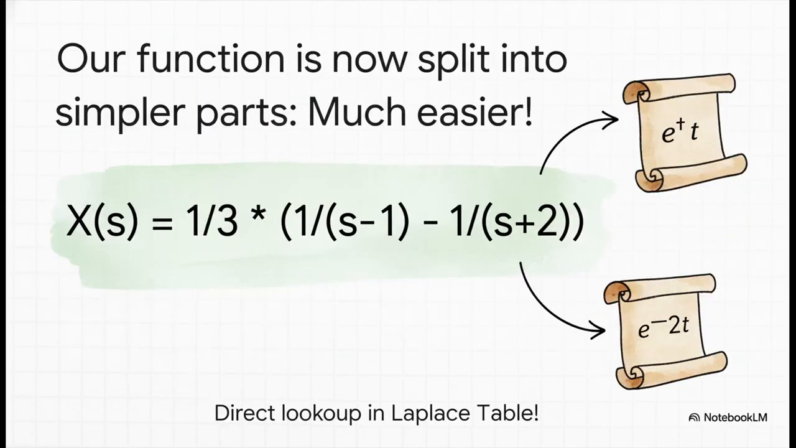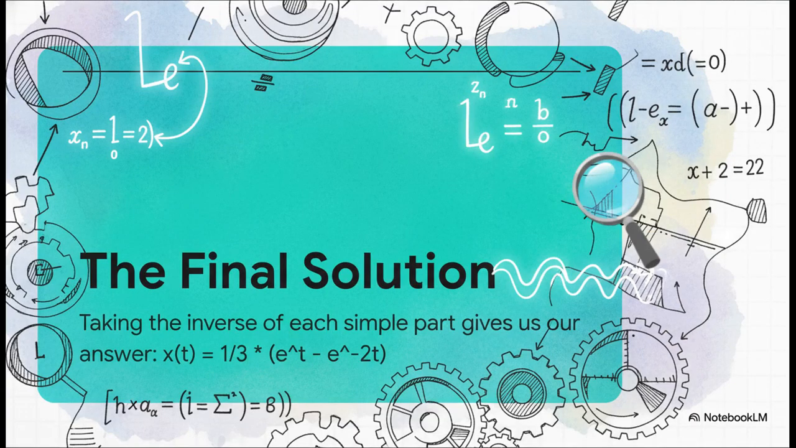So once you do the partial fractions correctly, our X of s looks like this. And this is exactly why we did all that work. Each of these simpler fractions, the 1 over s minus 1 and the 1 over s plus 2, are standard forms. We can look them up directly in our Laplace transform table. So we take the inverse transform of those simple pieces, and we get our final answer for x of t. That's it. The inverse of 1 over s minus 1 is just e to the t, and the inverse of 1 over s plus 2 is e to the negative 2t. And boom, there it is. We have our solution. And notice, we never had to mess around with finding those arbitrary constants like c1 and c2.